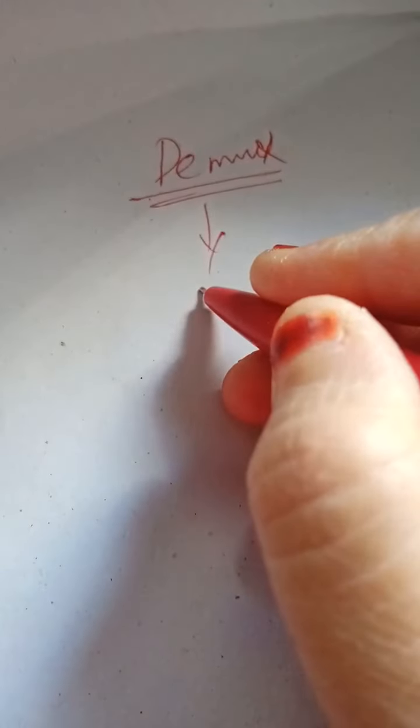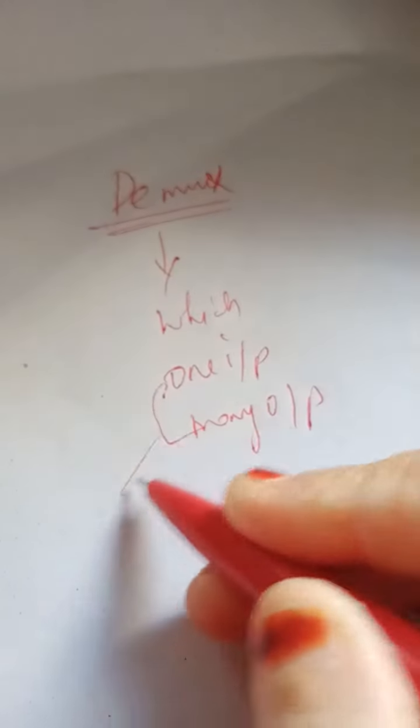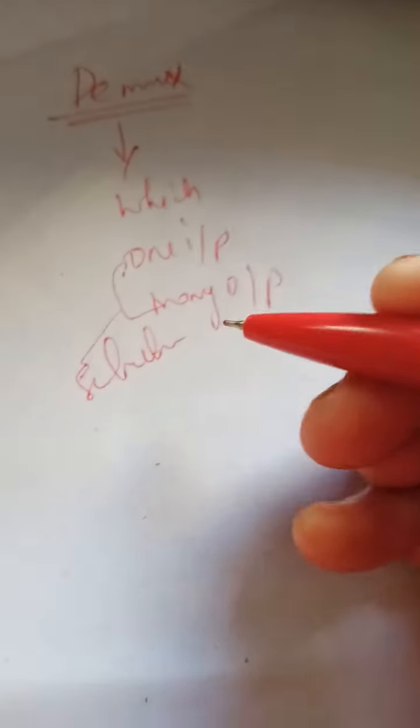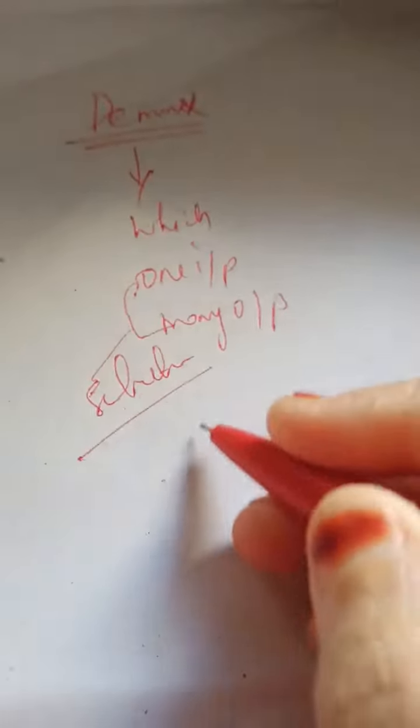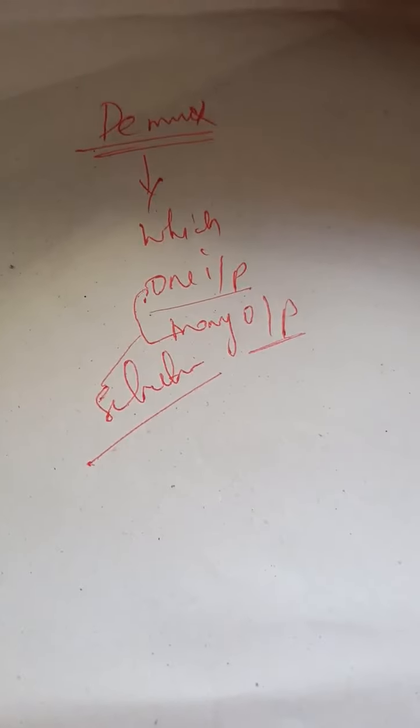Now see, today we are going to start Demux lab. What is a demultiplexer? A demultiplexer is a device which has one input and many outputs. This one input will be activated with the help of selection lines.